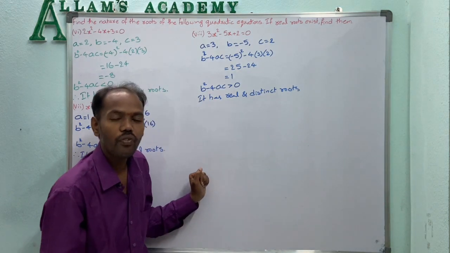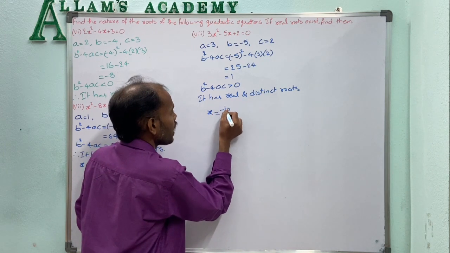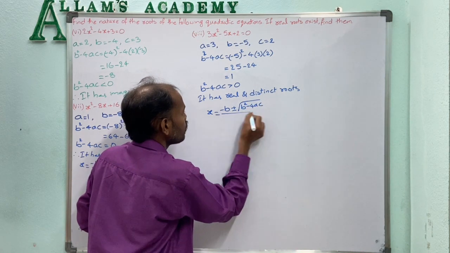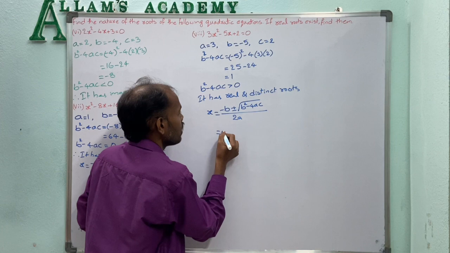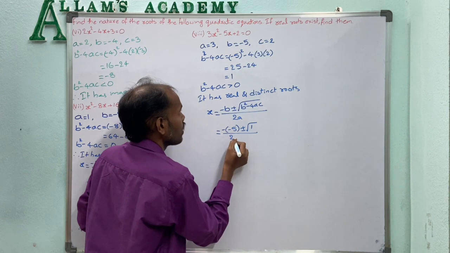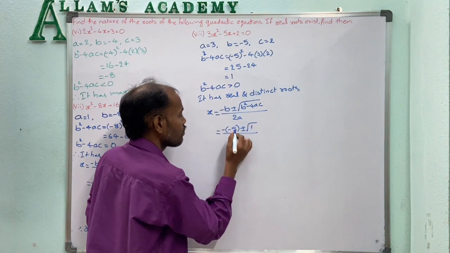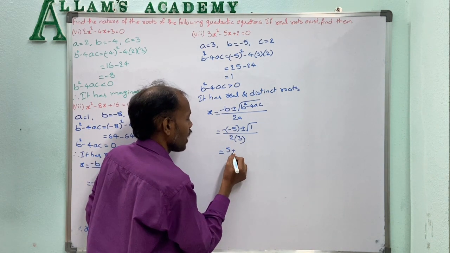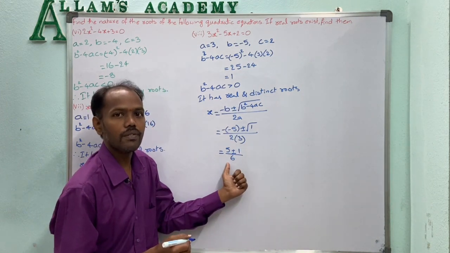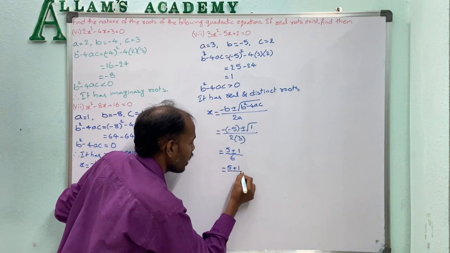Now by the formula, finding the roots of the quadratic equation. So the formula is x equals minus b plus or minus under root b square minus 4ac, by 2a. Now here b equals minus 5. So minus of minus 5 plus or minus under root b square minus 4ac, whose value is 1, by 2 into a, which is 3. So minus of minus 5 is 5, plus or minus root 1, whose value is 1. 2 times 3 is 6. So plus or minus 1 means one time we take plus 1, one time minus 1. That means 5 plus 1 by 6 and 5 minus 1 by 6.